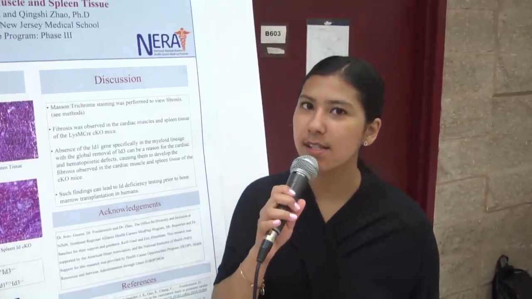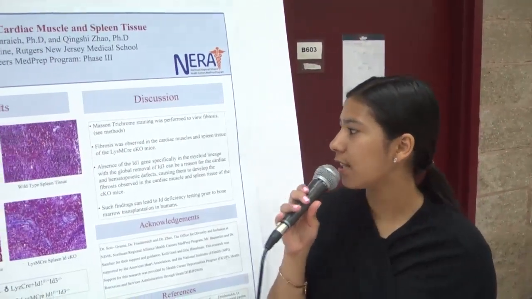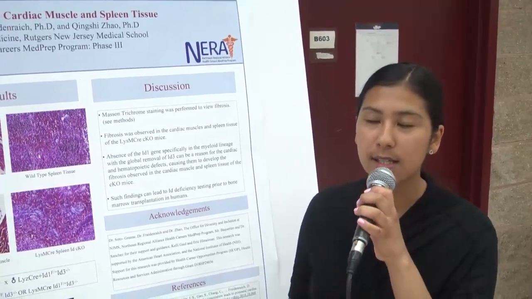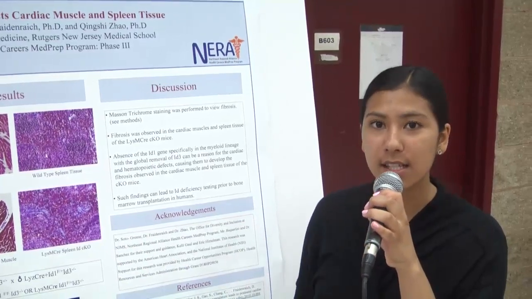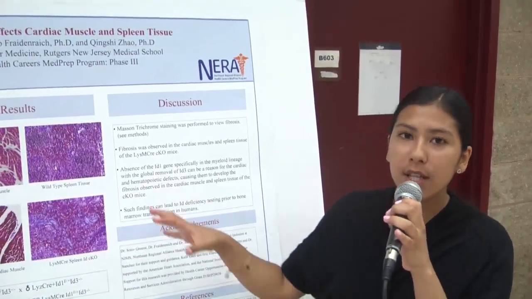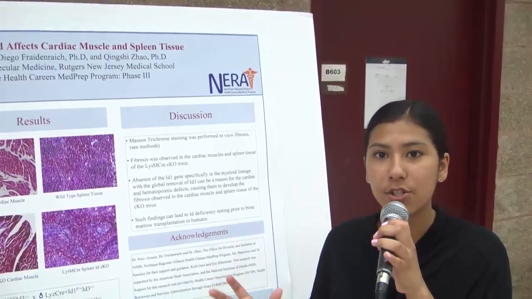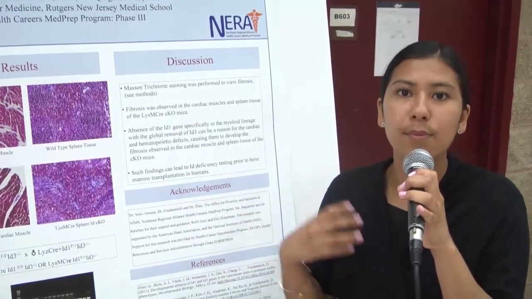So the absence of ID1 specifically in the myeloid can be a significant reason for the hematopoietic and the cardiac defects observed in these mice, specifically seen here with the fibrosis in the cardiac tissue and the spleen tissue as well. Through these findings, we can possibly obtain an ID deficiency test to test for ID deficiencies prior to bone marrow transplantations.